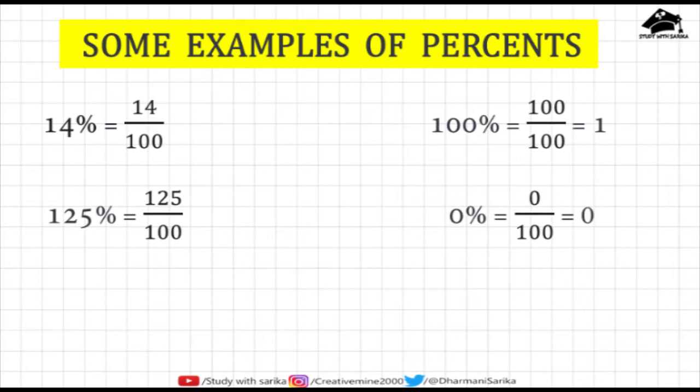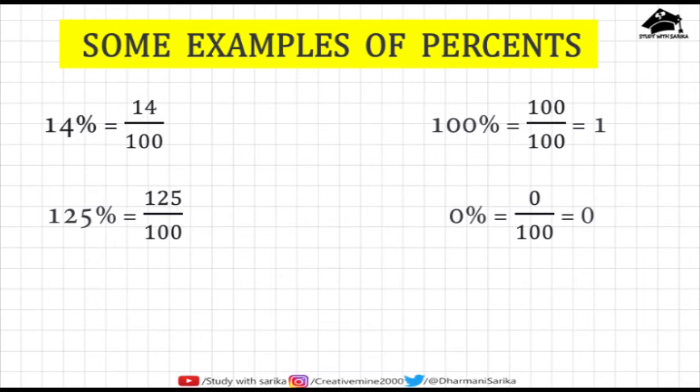Third example, 125%. 125% can be written as 125 divided by 100. The last example is 0%. Yes, percentage can be 0. So how to write 0% in fraction form? Simply 0 divided by 100 will give you 0. So now you know how to represent percentages as fractions.